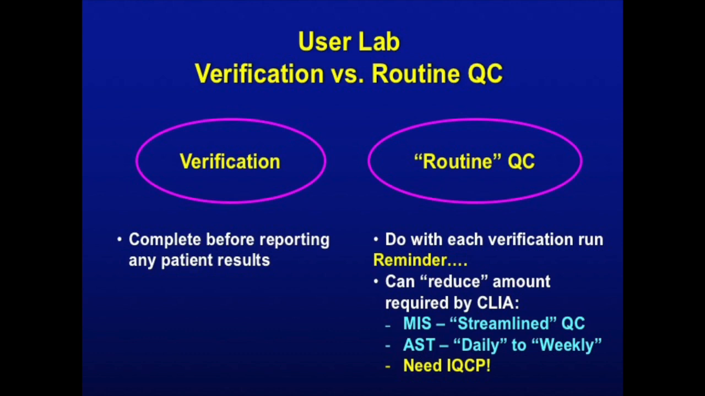We will also be doing routine QC with each verification run. Just a reminder that by doing this routine QC during your verification process, it can help you eventually reduce the amount of QC that has to be performed. For the microbial identification systems, you can move to streamline QC. For your susceptibility test, it can help you move from daily to weekly QC. But as a reminder, you need an IQCP in place before patient testing begins in order to reduce the amount of QC that you are doing.